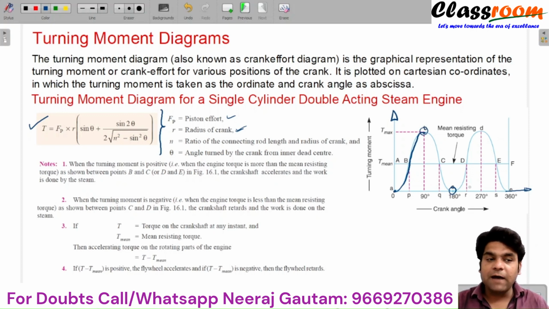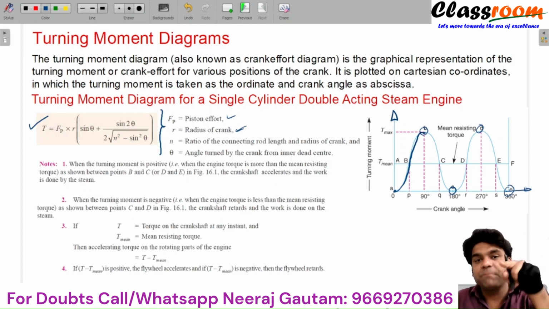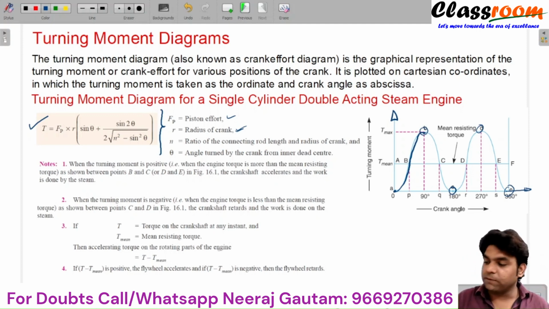Similarly, in the remaining half cycle, the turning moment again reaches the peak value at the point small d, and again becomes 0 when the revolution is completed. That means the crank again moves towards its inner dead center position.